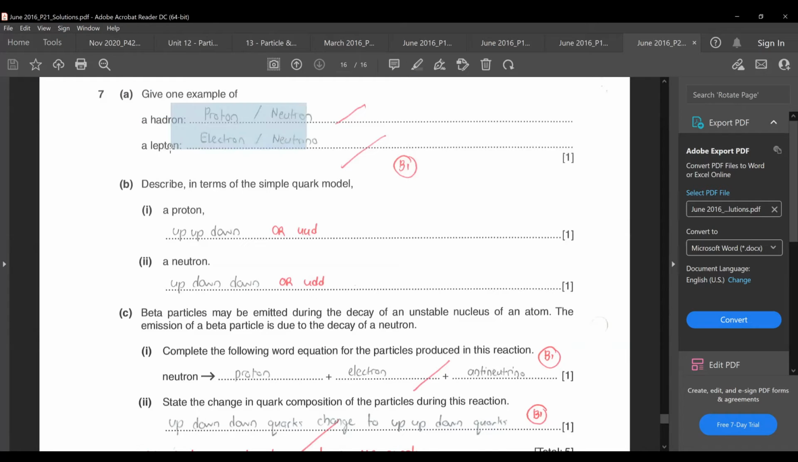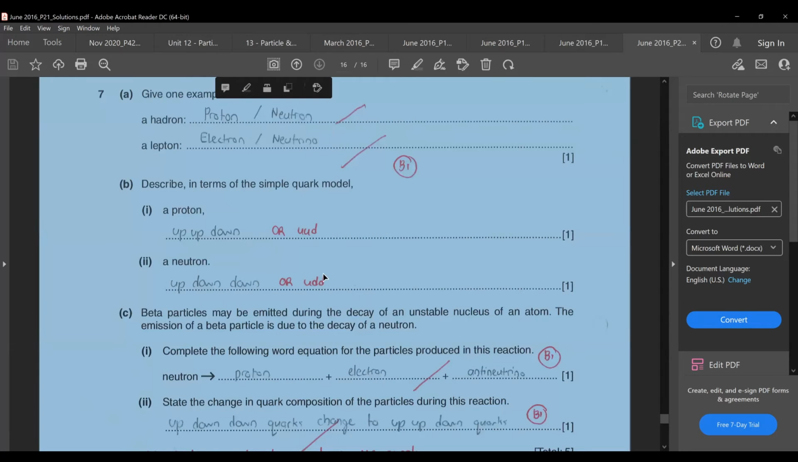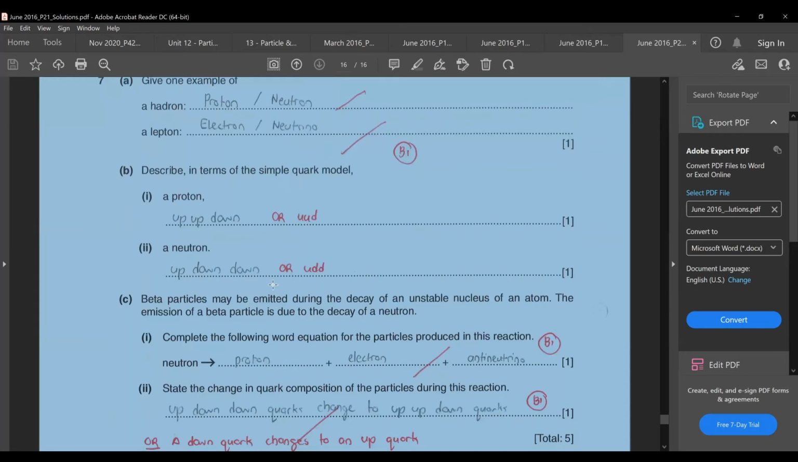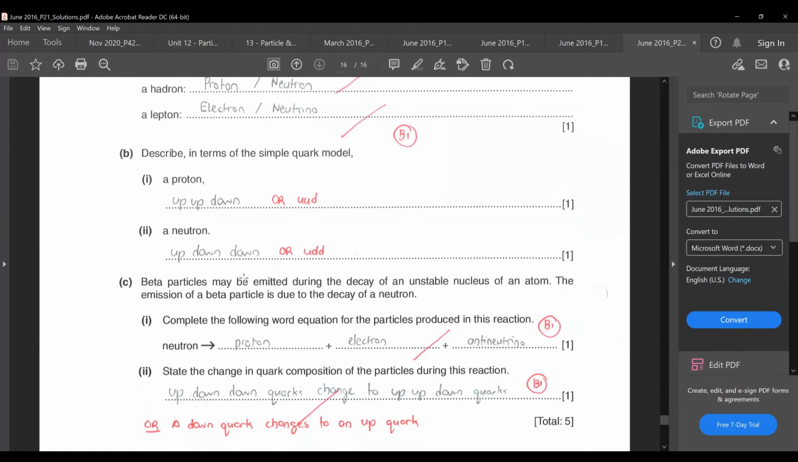Okay, so these two are the most common ones. Just give the common ones and you should be fine. All right. So that one's okay. Now describe in terms of a simple quark model, a proton. This one is up, up, down, or UUD. A neutron is up, down, down, or UDD. That's all there is to it. So no issues here. Okay, so this one is okay.